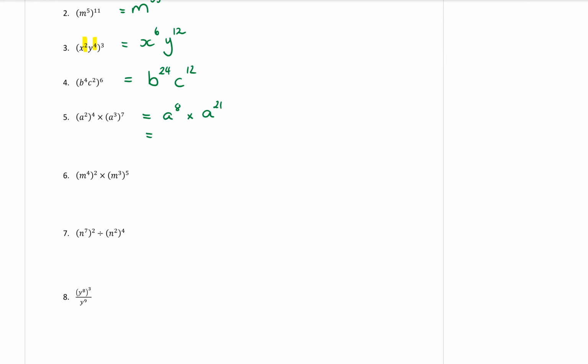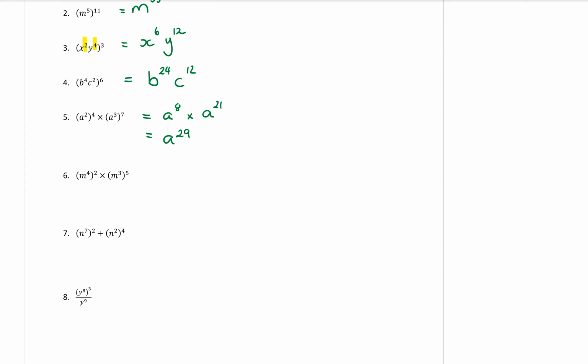Now, this is a multiplication problem, which was my first law. When we are multiplying things with the same bases, we add the powers. So a is the base, and 8 plus 21 is a power of 29. A to the power of 29.